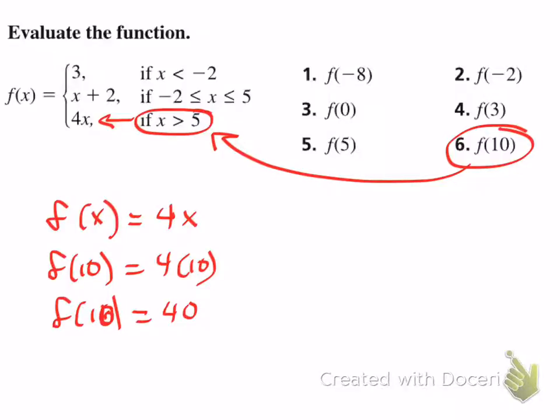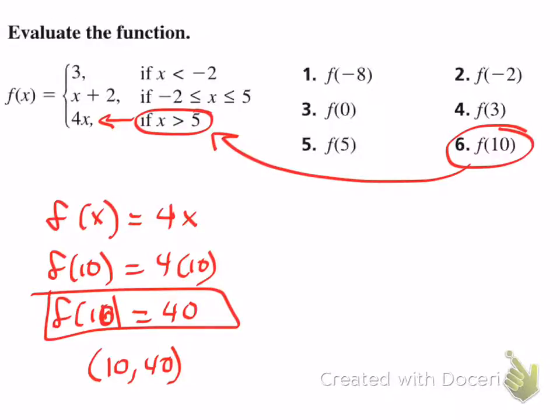What ordered pair would that be, Shaylin? It'd be 10 comma 40. Yes, Preston, question? Do you want to write the ordered pair? Only for later, not for now. When it says evaluate, this is your answer. Okay?